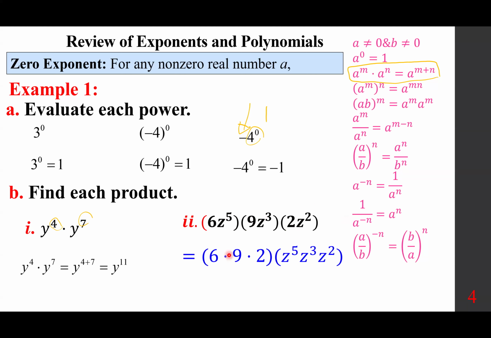So this one, 6 times 9, 54 times 2 is 108. And then z to the power of 5 plus 3 plus 2, which is 108 z to the power of 10.